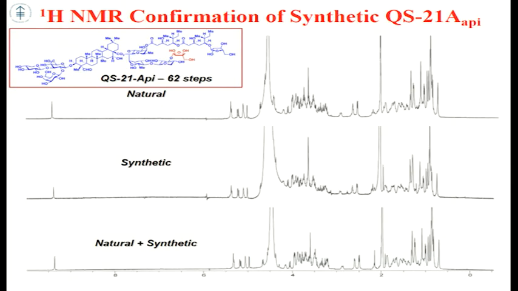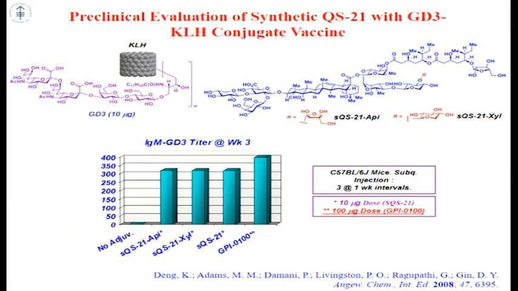In the first step, they made QS21 synthetically, which is the apiose and xylose combination. It involved 62 steps, which took a long time, maybe a couple of years, for Dr. David Jin's group to chemically achieve this very complex molecule. Then he compared it with everything naturally available, synthetic, everything. He compared theoretically. Oh, this is almost the same as the natural molecule. Then my lab tested it in preclinical studies. So we saw that it's very good.